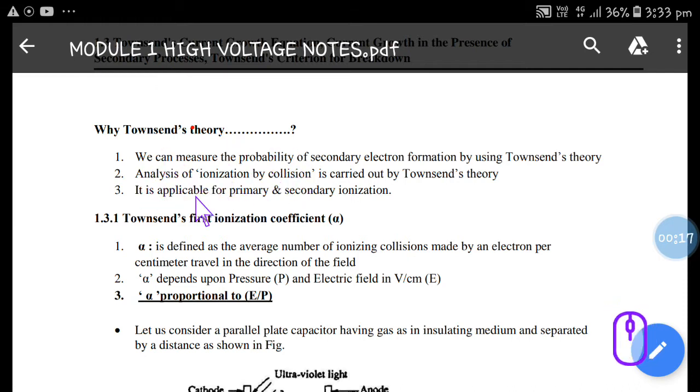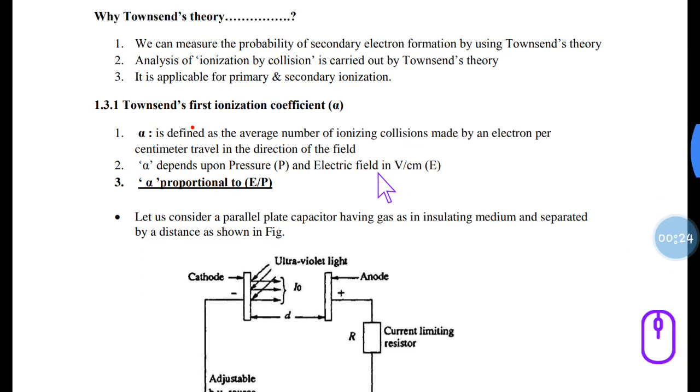So now, we have already analyzed ionization by collision, what takes place, and it is applicable for primary and secondary ionization. Here we are going to study the derivations of primary and secondary ionization, an important derivation that is asked in the question paper every time.